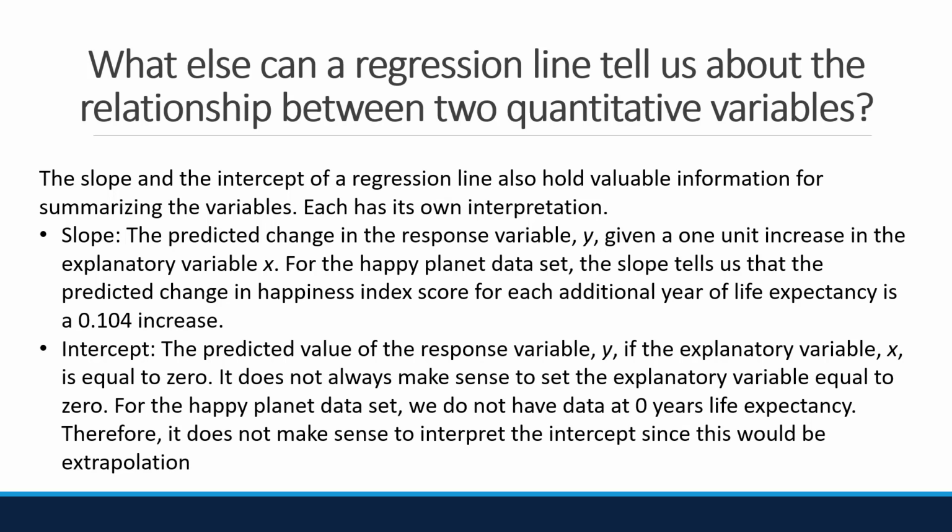The intercept is the predicted value of the response variable y, if the explanatory variable x is equal to 0. It does not always make sense to set the explanatory variable equal to 0. For the Happy Planet dataset, we do not have data at 0 years life expectancy. Therefore, it does not make sense to interpret the intercept since this would be extrapolation.